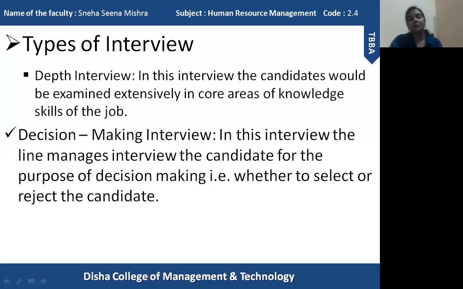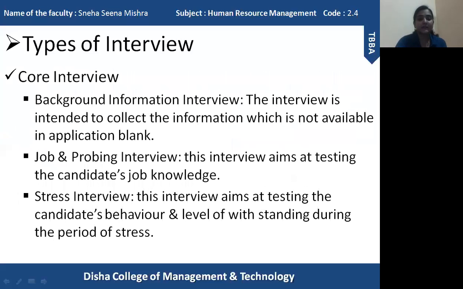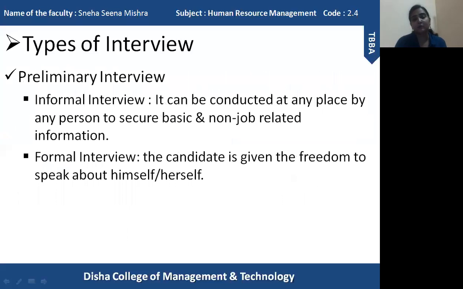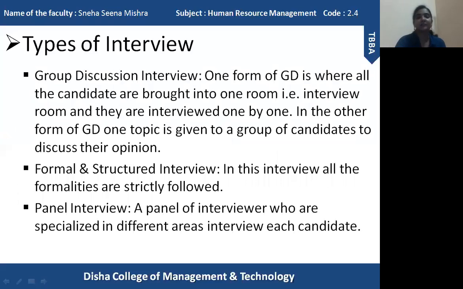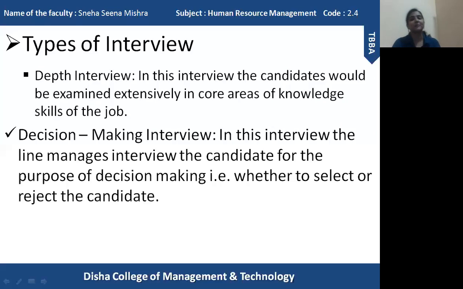So all that information regarding the interest, regarding his or her acceptability towards the job, working condition and other aspects of the job are revealed in this interview. Okay, so this is the last type of interview. In this session, I have explained about three basic major categories of interviews and the various types of interviews which come under different categories.